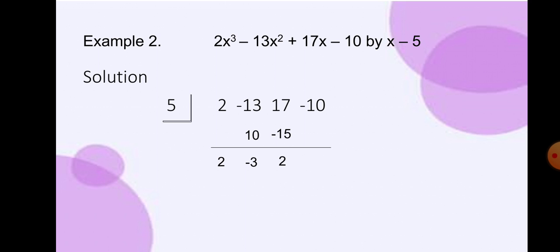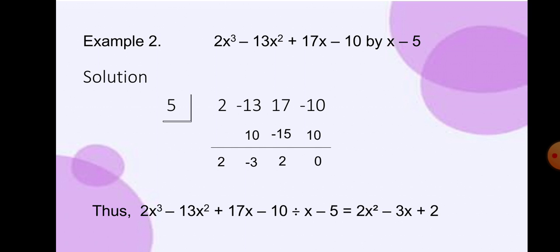So positive 2 multiplied by positive 5, the product will be positive 10. This product of 2 and 5 will be added to our last coefficient, which is negative 10. So negative 10 plus 10 equals 0.